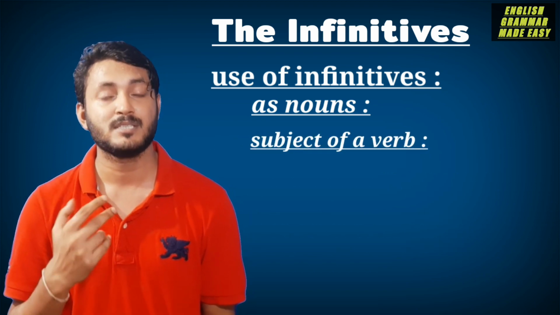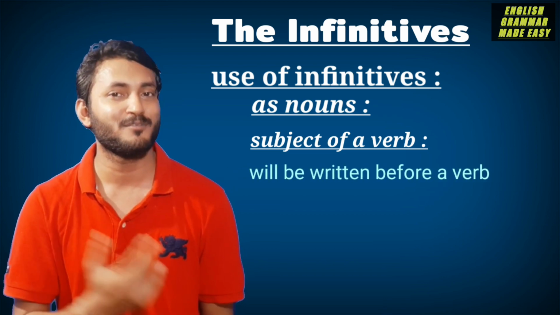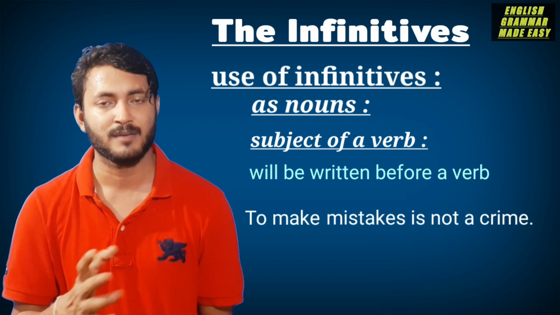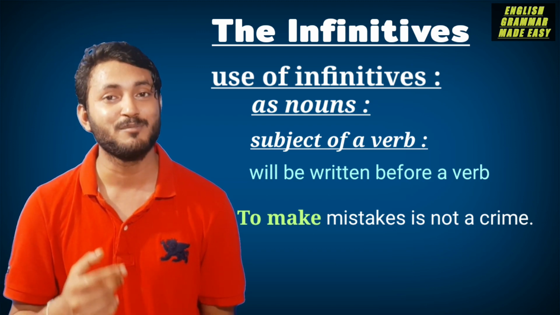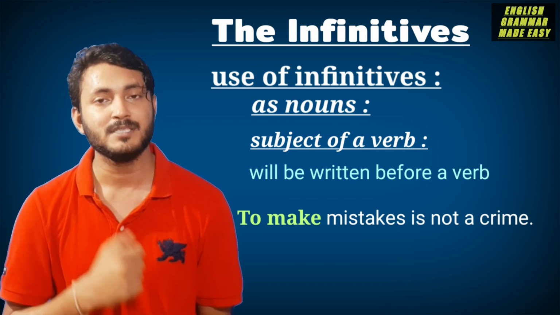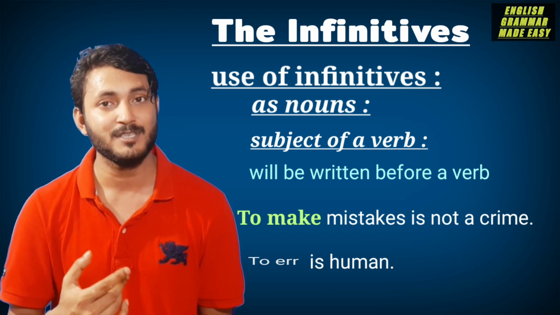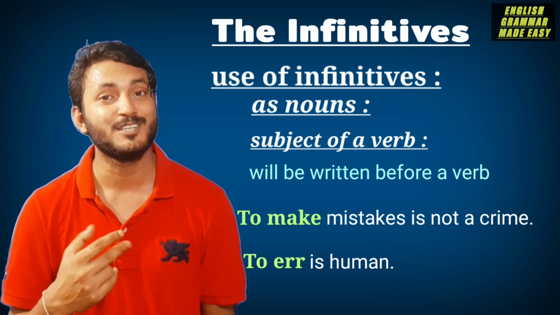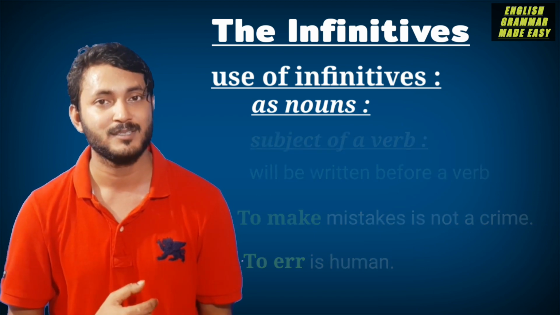Now the first one, subject of a verb. So in this case, an infinitive will be written before a verb. Like if I say, to make mistakes is not a crime. I have used this sentence before. Here, to make is our infinitive and it is written before the verb is. So it is used as the subject of the verb is. If I say to err is human, here our infinitive is to err. To err means to make mistakes. Okay, to err is our infinitive. It is written before the verb is, so it is our subject. It is the subject of the verb is.